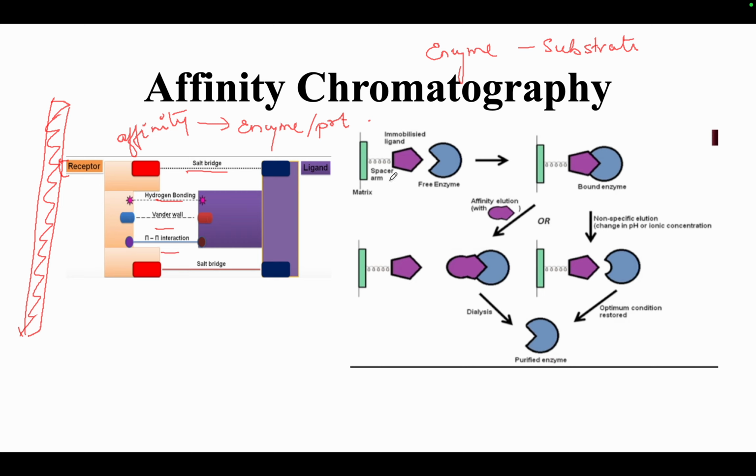We have a matrix, and we have a ligand which is immobilized, or we can say a receptor or a substrate which is very highly specific to the enzyme which we want to separate by using affinity chromatography. So again, the first step in affinity chromatography is the stationary phase preparation, and the stationary phase here is the matrix which contains the immobilized ligand.